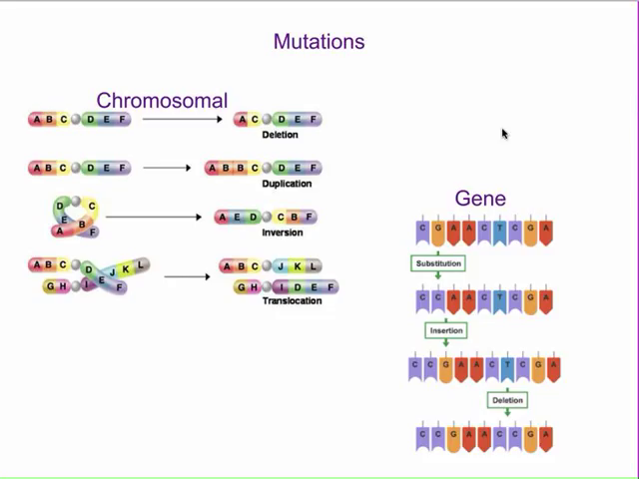So there are two general types of mutations. Mutations that happen to the chromosome, so they happen on a larger scale, or a mutation that happens to one specific gene at one specific point on the DNA.